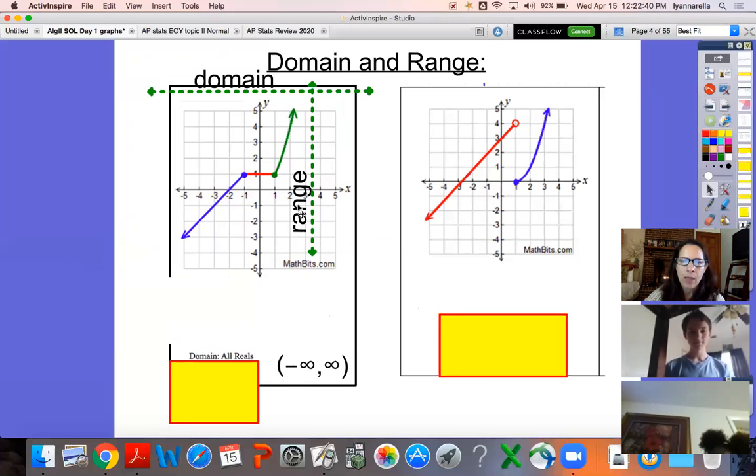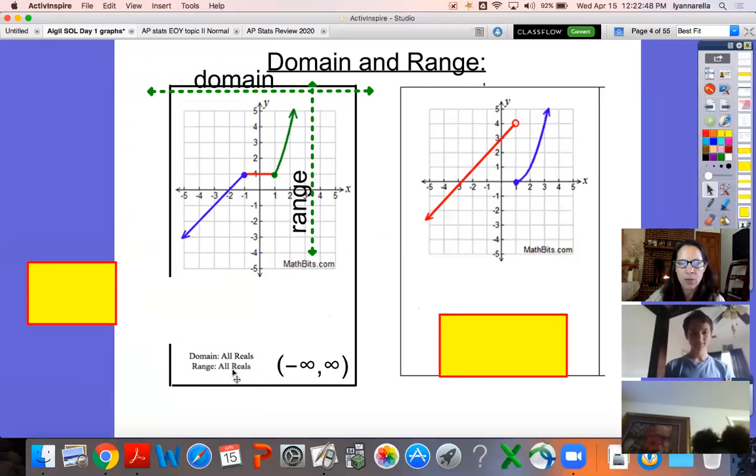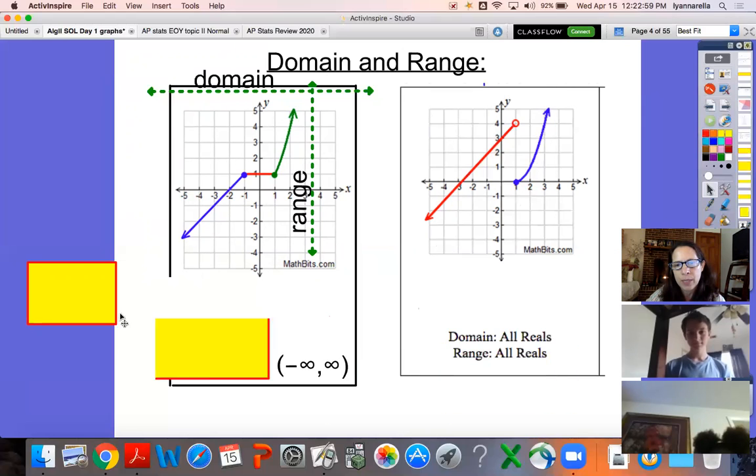Yeah. And then the range also goes forever to the bottom and forever to the top, or all the way negative and all the way positive. So we would also say that the range is all reals. Now in this graph, it's kind of the same thing. The domain goes forever left, and it goes forever right, and it goes forever down and forever up. So we would again say all reals for domain and range.